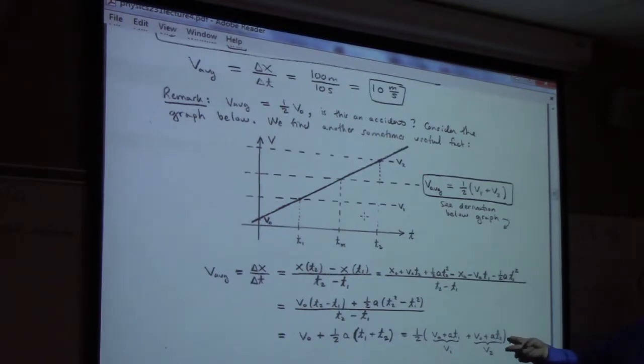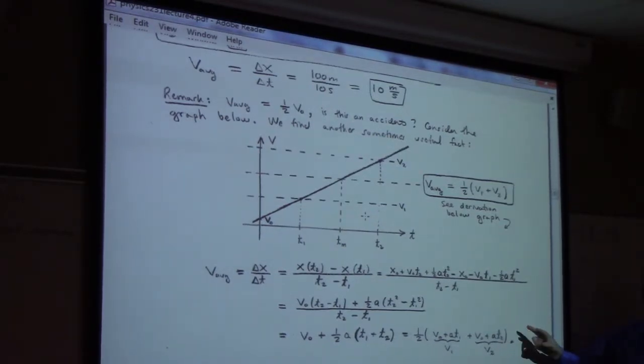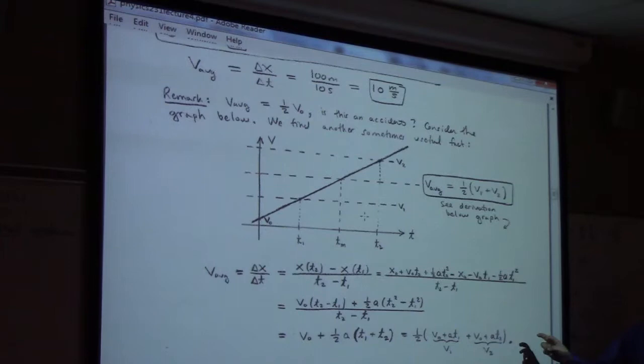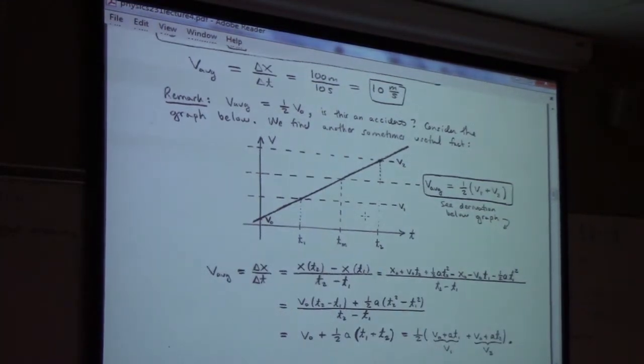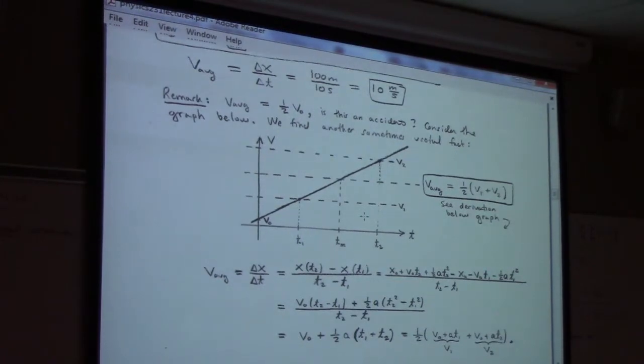There are problems that you have to solve using this. Those are useful problems, but they exist. They do exist.